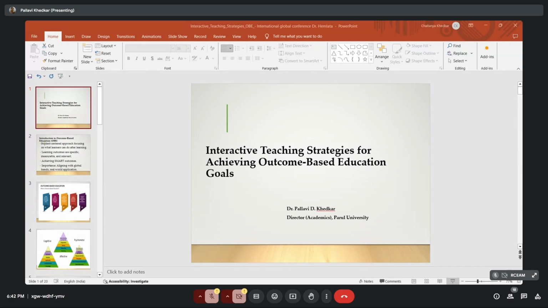Okay. So today's session I will be talking about interactive teaching strategies for achieving outcome-based education. Now, when we talk about outcome-based education, the first thing is that it talks about student-centered approaches, and it focuses on what the learners can do after learning in the class. Secondly, learning outcomes are specific, measurable, and relevant. Third thing is achieving smart outcomes. And the fourth important thing is aligning with the global trends, real world application.